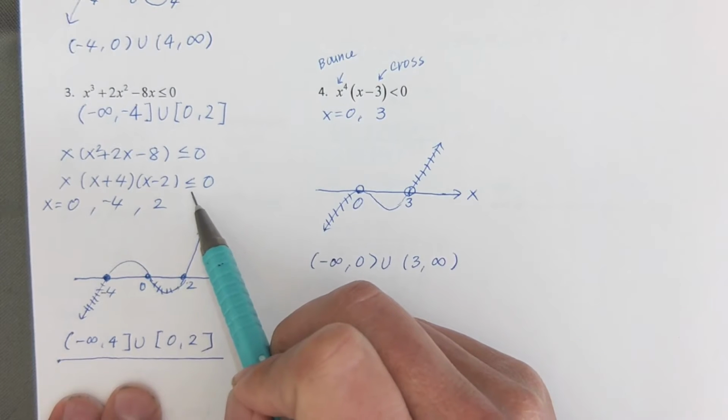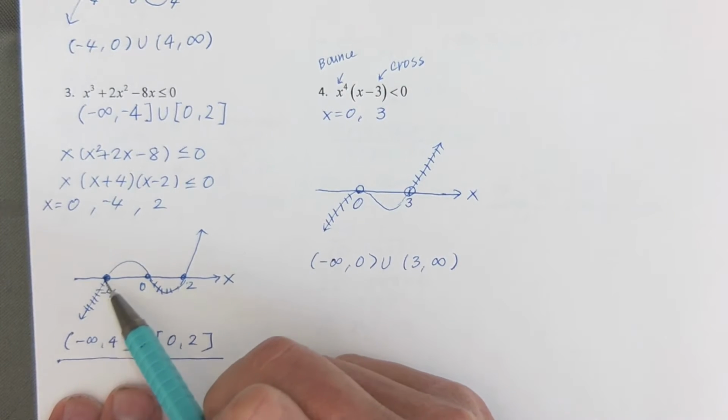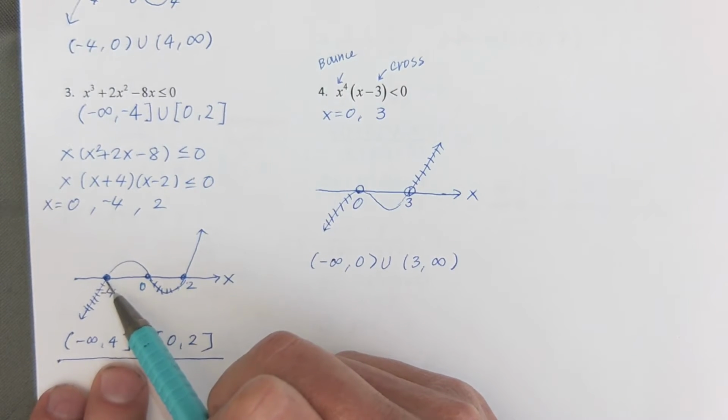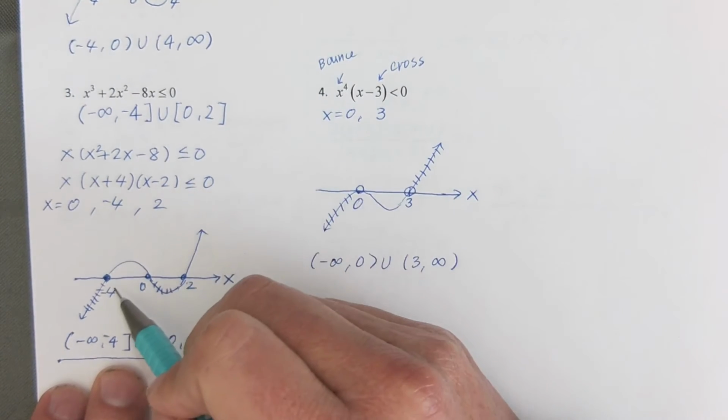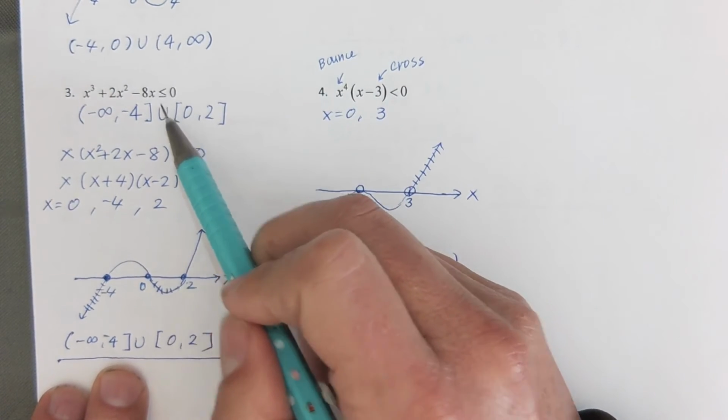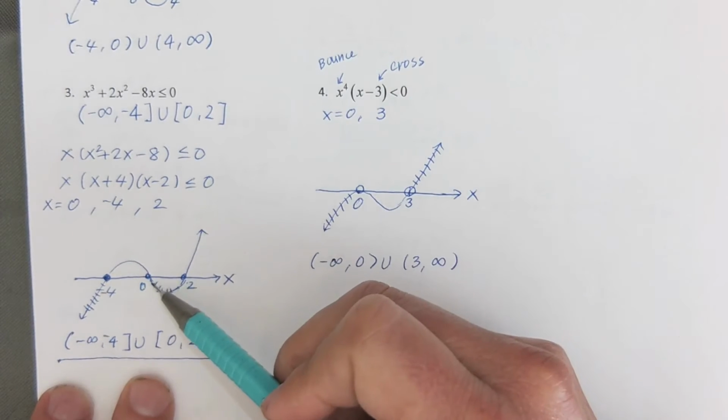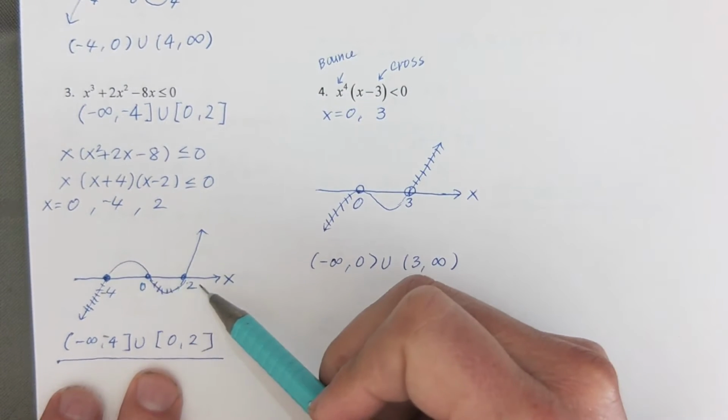Once again, they want to know when it's negative, so we're down here, -infinity to -4. We're including -4 because of the equal symbol that we're keeping with that. It's also negative from 0, which we're including, up to 2.